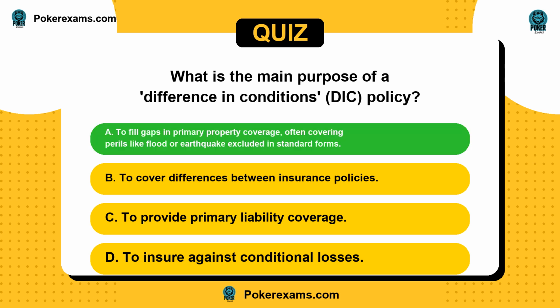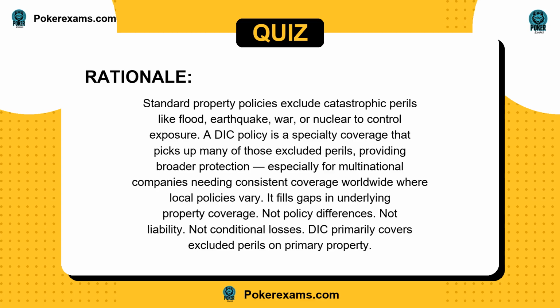The answer is A. Standard property policies exclude catastrophic perils like flood, earthquake, war, or nuclear to control exposure. A DIC policy is a specialty coverage that picks up many of those excluded perils, providing broader protection, especially for multinational companies needing consistent coverage worldwide where local policies vary. It fills gaps in underlying property coverage, not policy differences, not liability, not conditional losses. DIC primarily covers excluded perils on primary property.